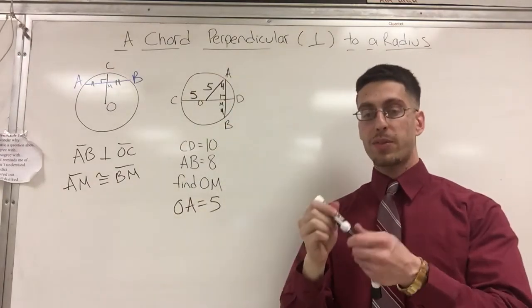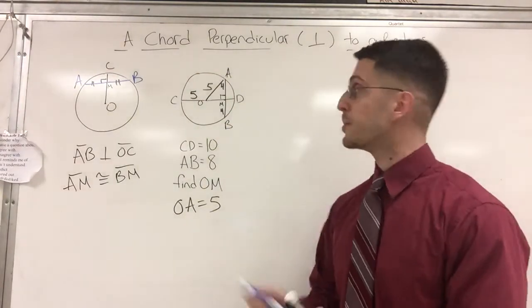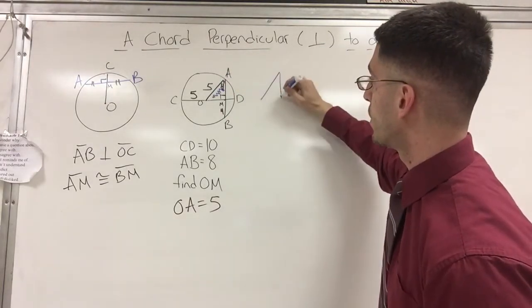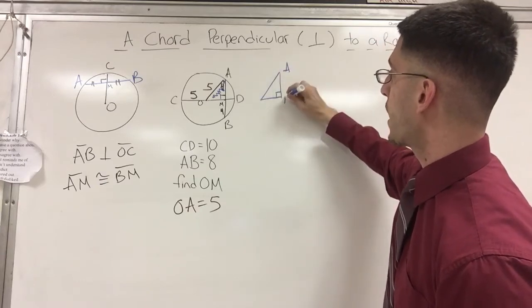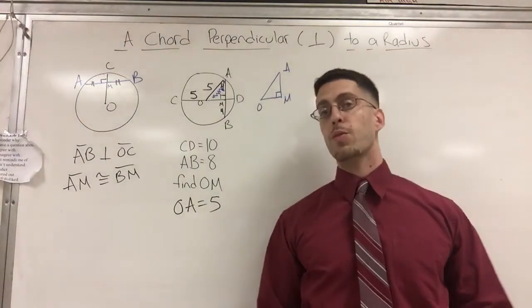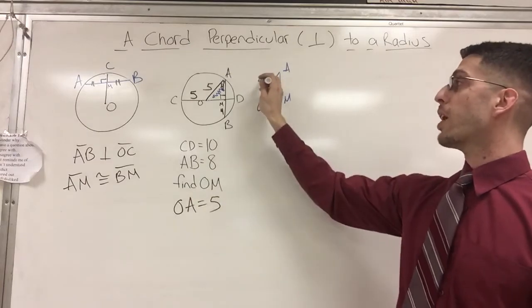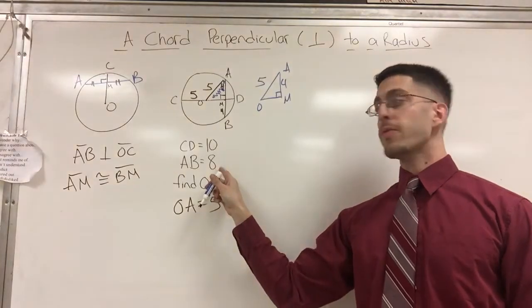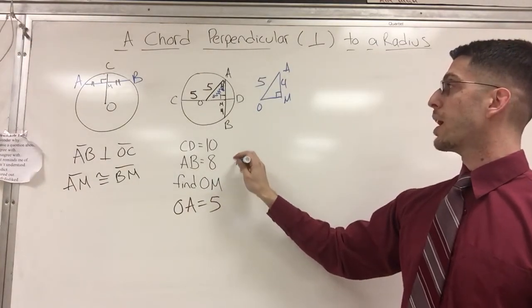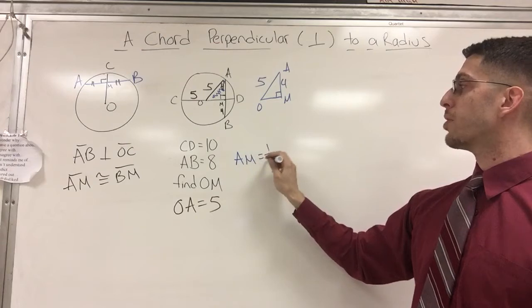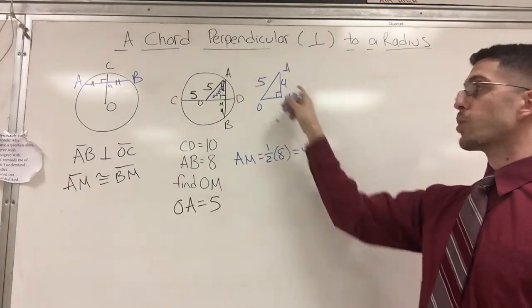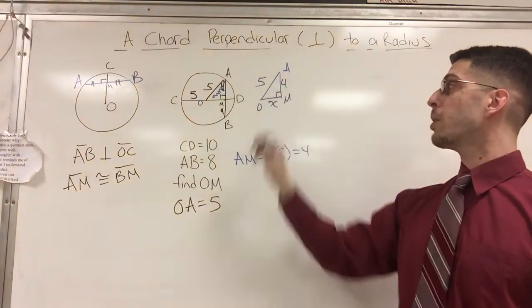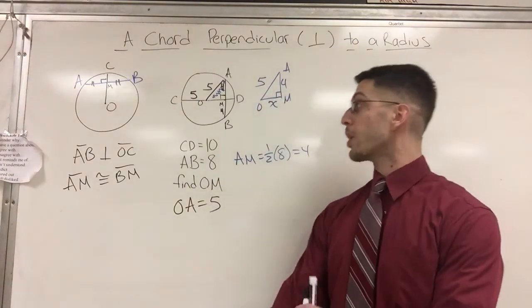And guess what I found? You guessed it. This guy right here, and I'll draw it again for you. A, M, O. I found a right triangle. I know my hypotenuse is 5. I know my height is 4 because it was half. All right, I'll show my work if you want. AM equals 1/2 of 8, which is 4. That's where I got my 4 from. And now you're asking me to find OM. Well, I'll call OM x, and then we'll find the base that way.